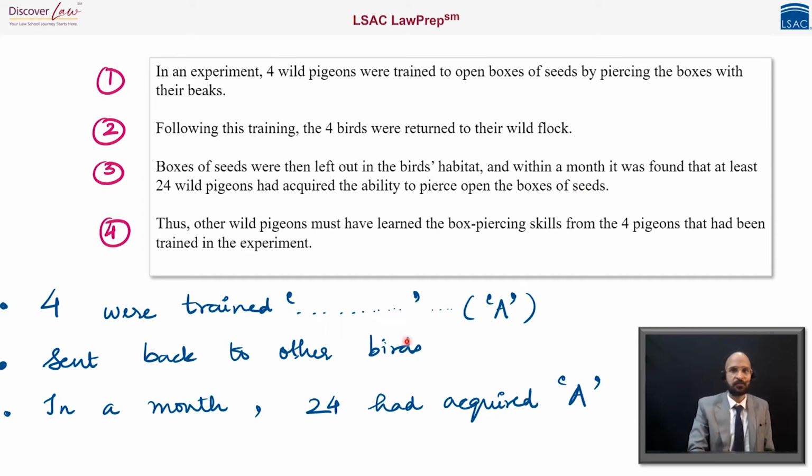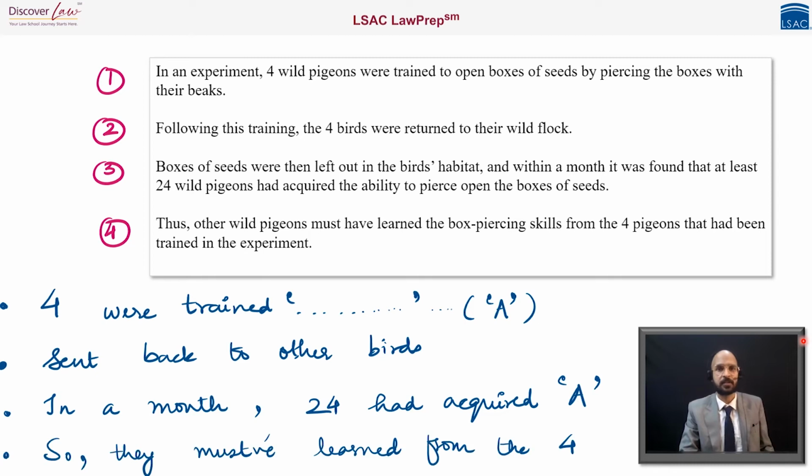So these 4 trained birds were sent back to the other birds, and in a month 24 of these had acquired this ability, this skill. And then it says, fourth sentence, thus other wild pigeons must have learnt this box piercing skill from the 4 pigeons that had been trained in the experiment. Okay, so since the 24 one month later knew this, they must have learnt it from these 4. This is the argument. Okay, let's go ahead.